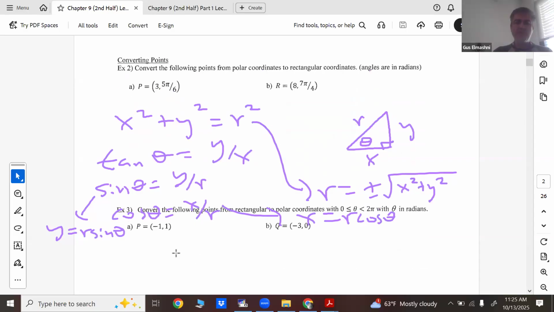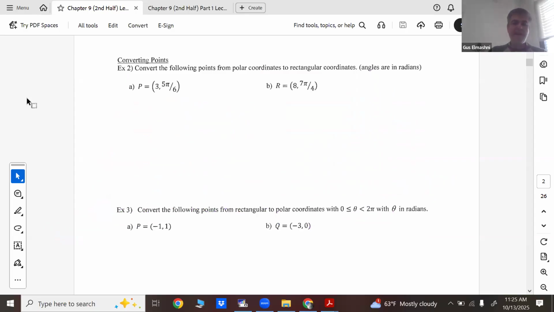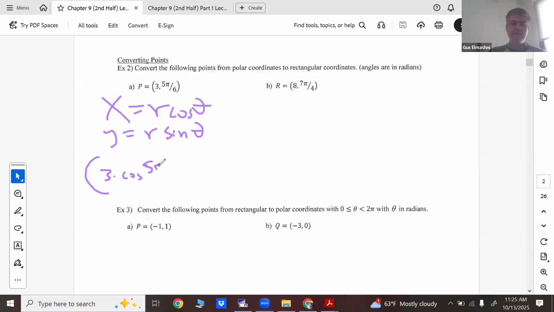Okay, so let's do some conversion. It's pretty straightforward. X equals r cos theta, y equals r sine theta. So when you convert, you're going to say 3 times cos of 5 pi over 6, comma, 3 times sine 5 pi over 6.